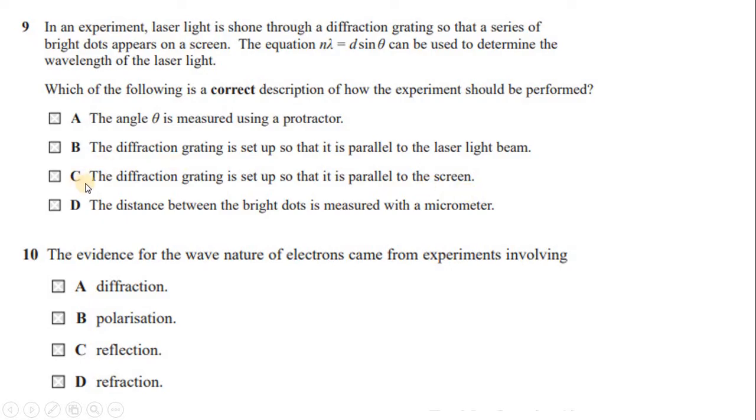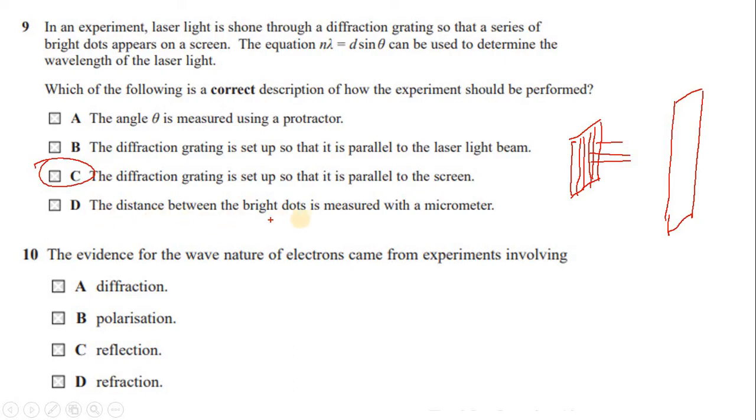Indeed, it should be C, because the diffraction grating, you can imagine, is a line, a grating line here, so it should be parallel to the screen. So when light passes through the grating, it hits and produces a pattern. So the option should be C. The distance between the bright dots is measured. There's nothing to do with option D as well, so the option is C.